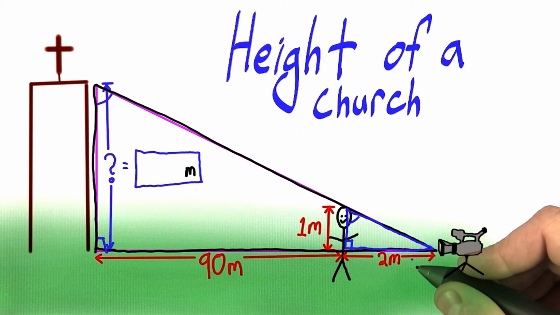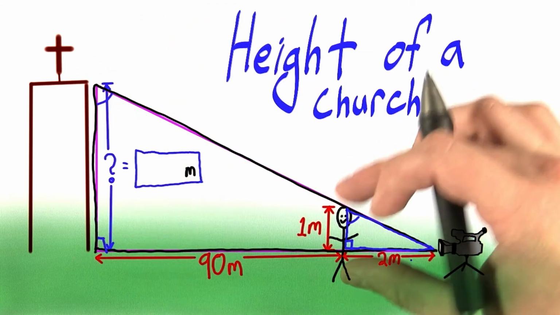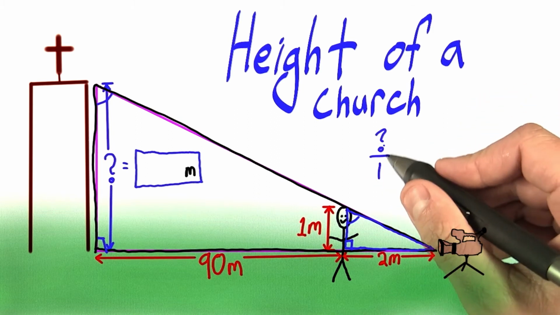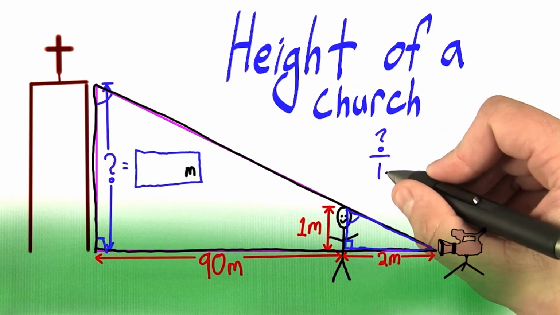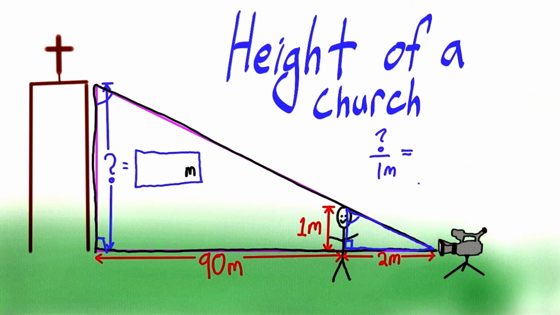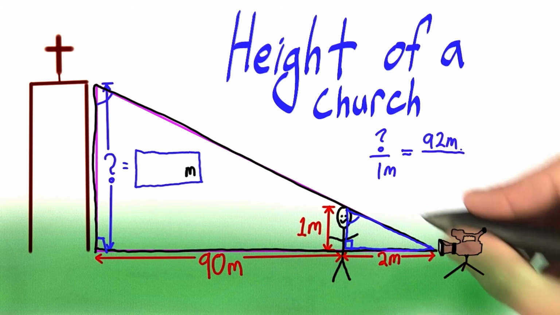What do I mean by corresponding sides? Well, this side over here matches with this side here. So let's take that ratio. I'll call it question mark over 1, question mark 1. In fact, I'll use meters here as my unit. And I know this must be equal to the ratio of this long side down here, which is 90 plus 2, over the ratio of the corresponding shorter side, which is just 2 meters.